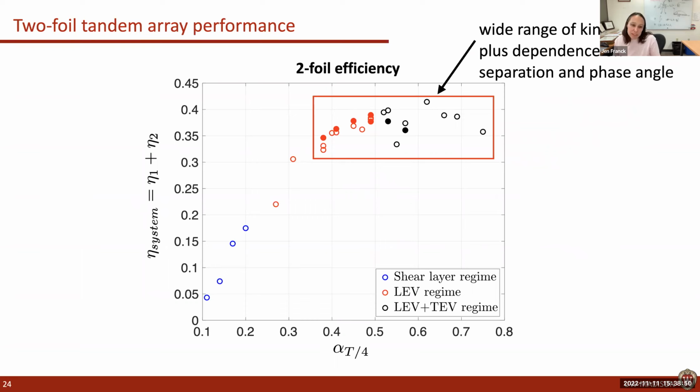And we can look at what is the best system efficiency that we get for each one of these kinematics. So again, we're changing that alpha T parameter, and we're taking the efficiency of the system. And this just confirms that we are seeing an efficient system working together over the same wide range of kinematics that we saw before. So over the LEV regime and the LEV plus TEV regime.